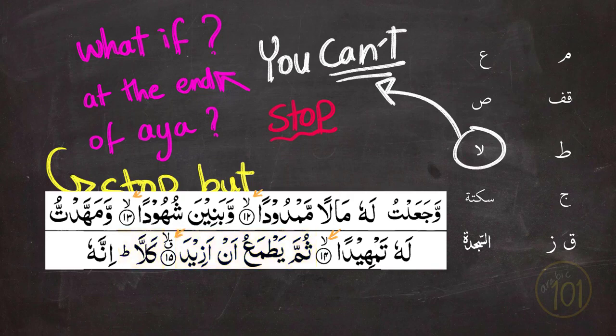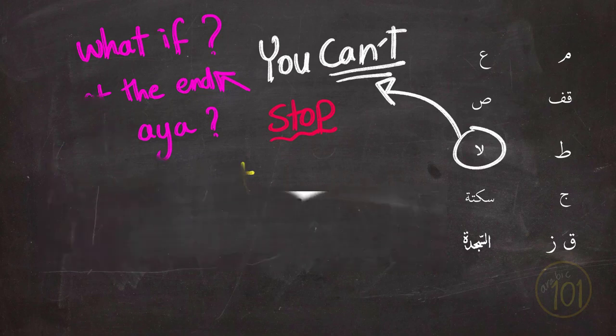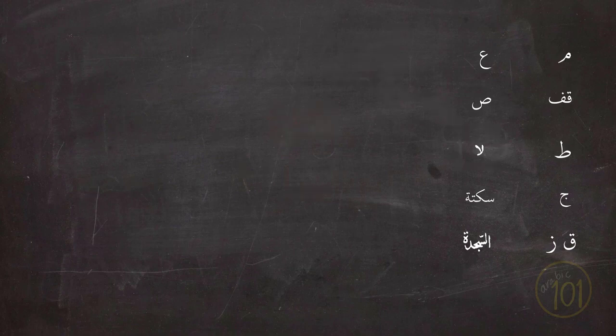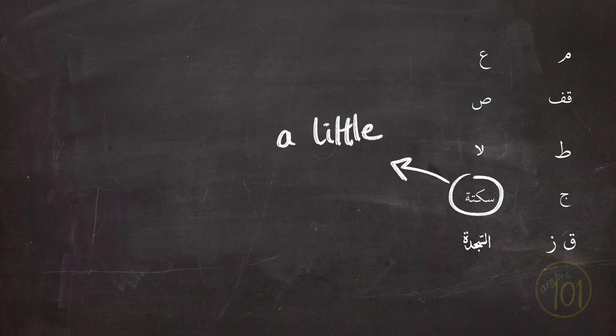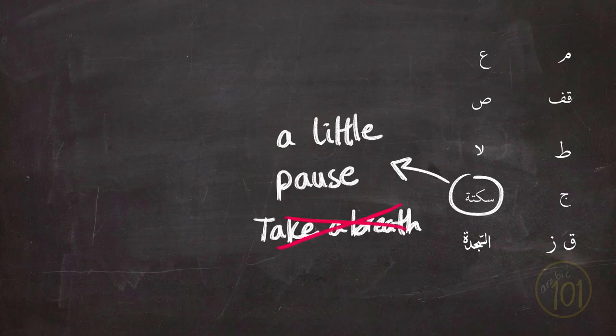So here I was able to stop at the end of each ayah, but I didn't stop recitation completely, because then the meaning is not completed. Next is the sign that looks like the word Sajdah, and this sign means that you're going to make a very short pause here without taking a breath, like this example.